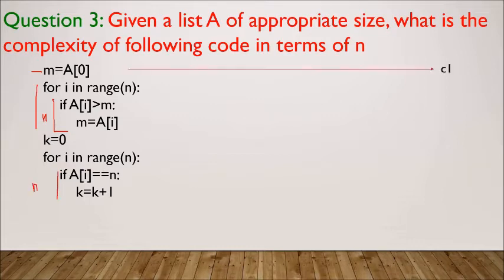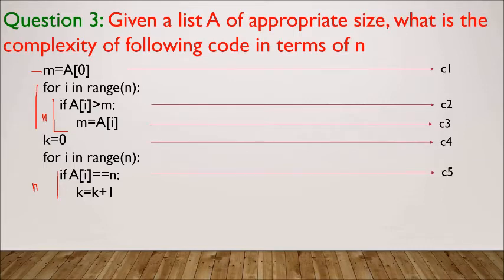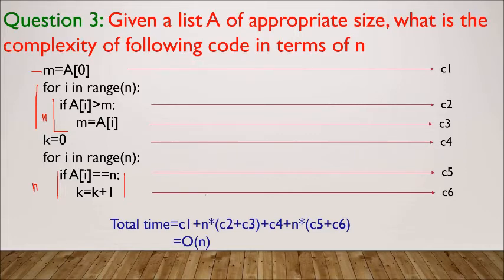So we'll start with the first statement. This will take C1, then the second statement inside the first for loop, the third statement inside the first for loop. These two statements will be multiplied by n, plus C4, and then the second for loop, C5 plus C6, multiplied by n. So finally we will have the complexity: C1, which was outside the loop, plus n into the two statements within the first loop, which were C2 and C3.